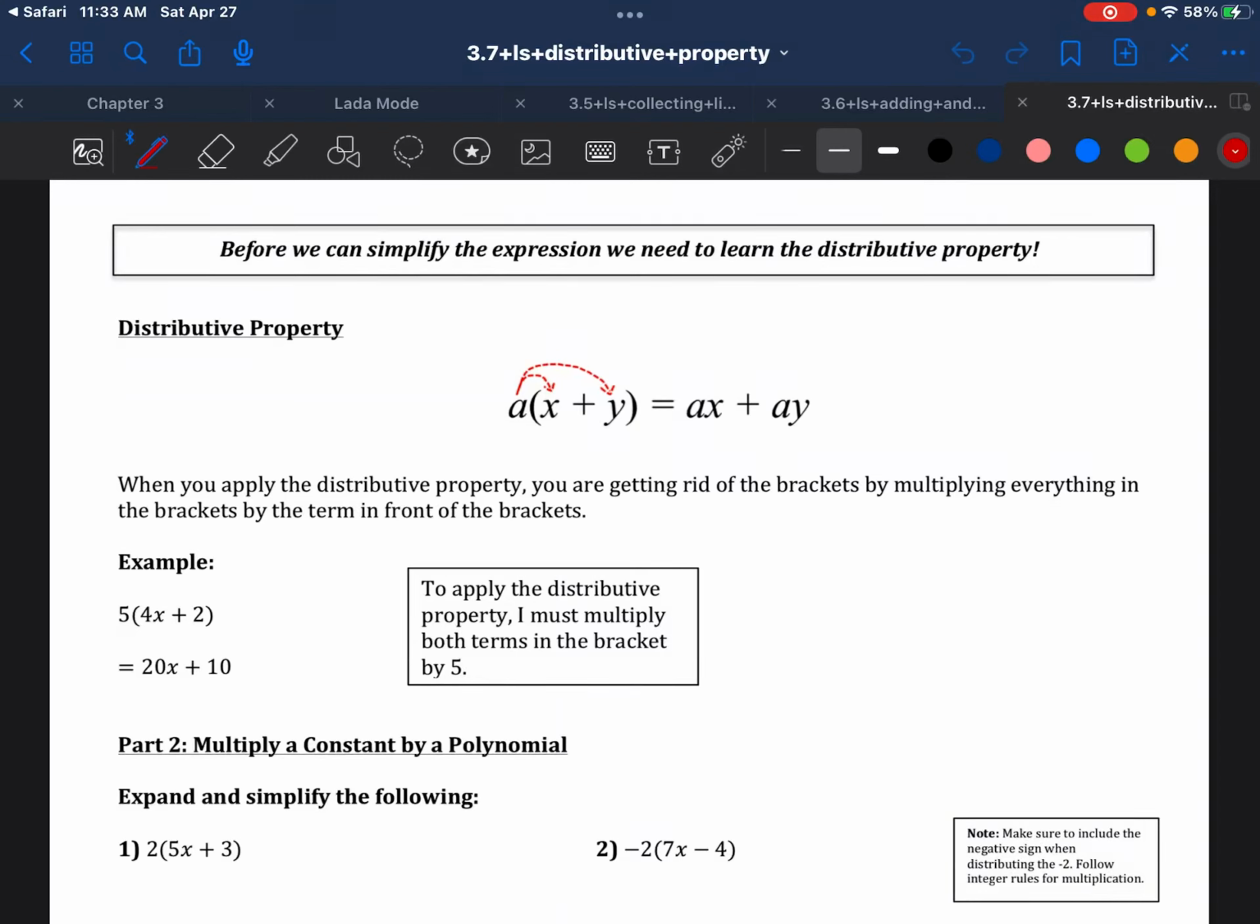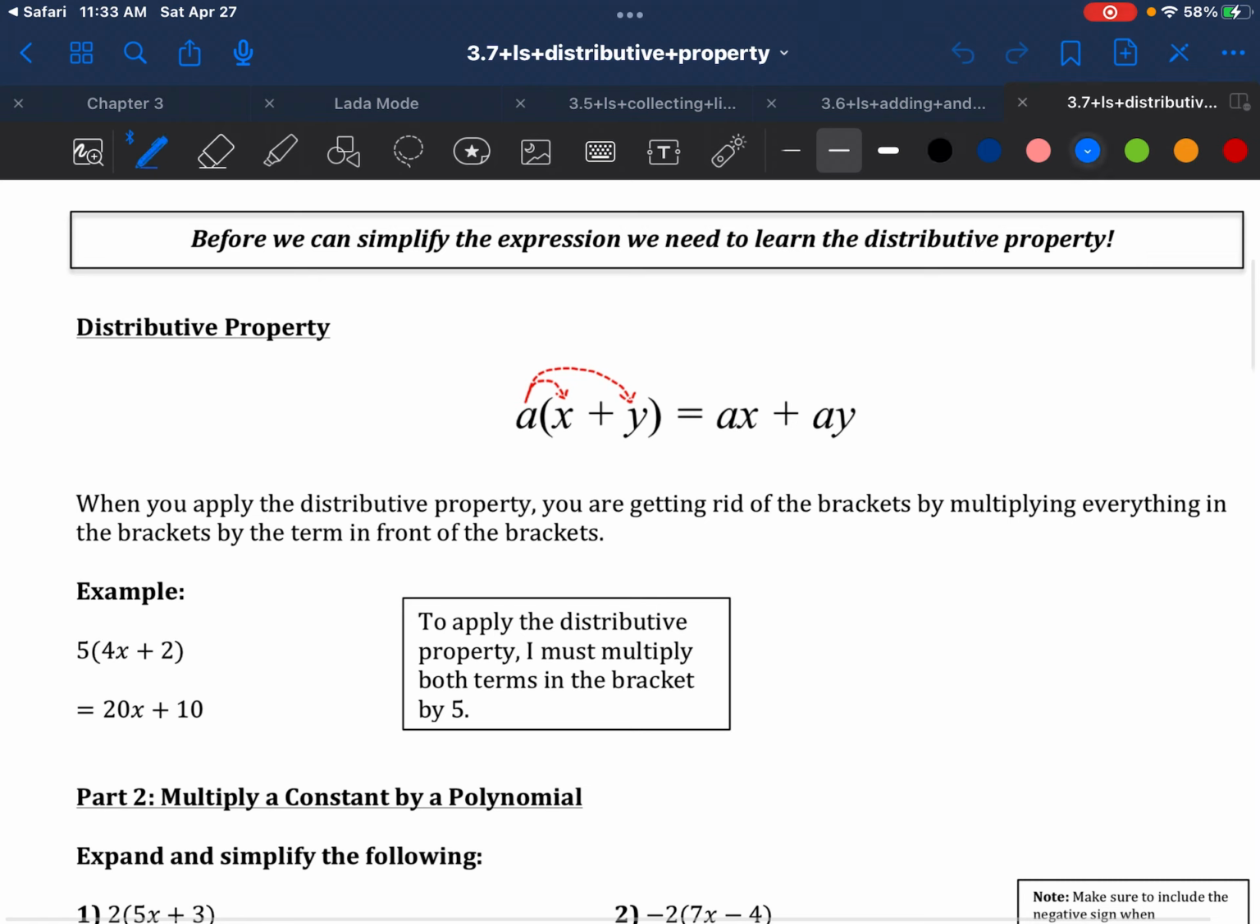Okay, so now we're working on distributive property, which isn't really how I like to say it, but it doesn't really matter. Distributive property is basically how we multiply the a into the x and y, or any coefficient into what's in the brackets.